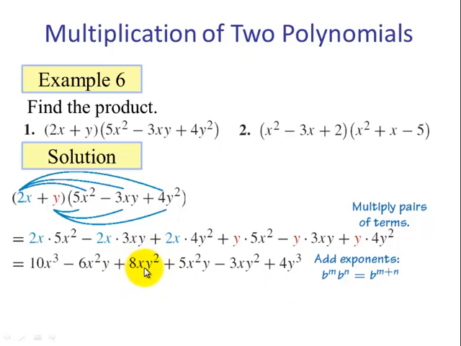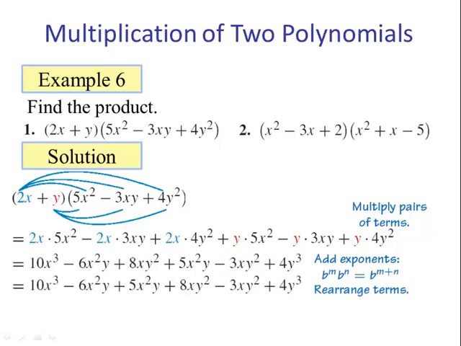And then this term, 8xy squared, and this term, negative 3xy squared, we can combine these two. That will become 5xy squared. So our final answer is 10x to the third minus x squared y plus 5xy squared plus 4y cubed.